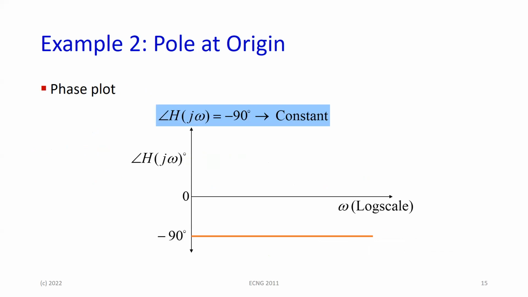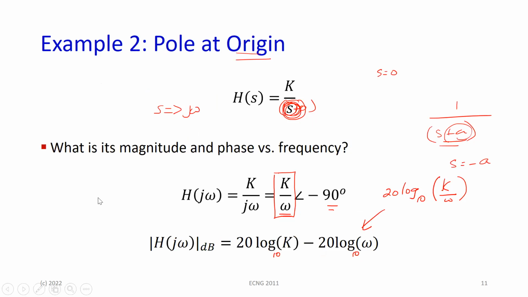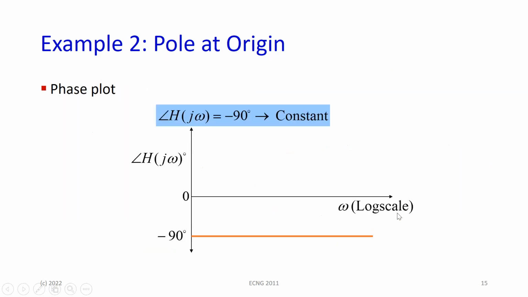What about the phase? Well, we already said the phase, if we went back here, is minus 90. It's 1 over j. So the phase angle is minus 90 all over. So H(s) equal K over s, the phase is a constant minus 90 all the time, because the frequency response has a 1 over j in it, right, which is minus 90.